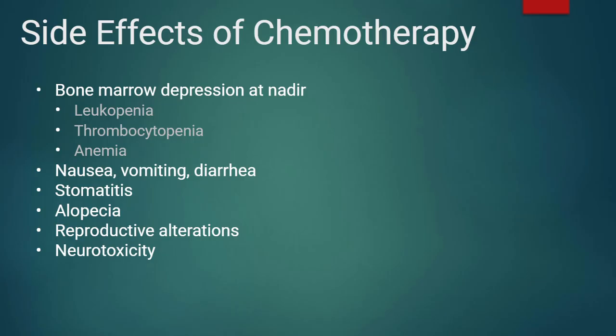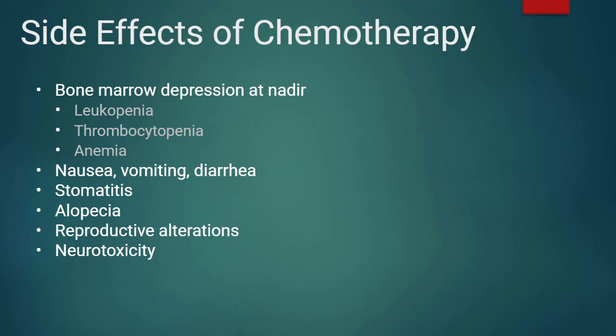Chemotherapy is powerful, but it also affects normal cells. That's why we see so many side effects. One of the most important is bone marrow depression, which happens at the nadir, the point when blood cell counts are at their lowest after treatment. This can lead to leukopenia or low white blood cells, which increases infection risk, thrombocytopenia or low platelets, which increases bleeding risk, anemia or low red blood cells, which causes fatigue and shortness of breath.